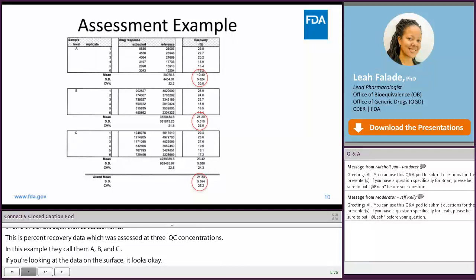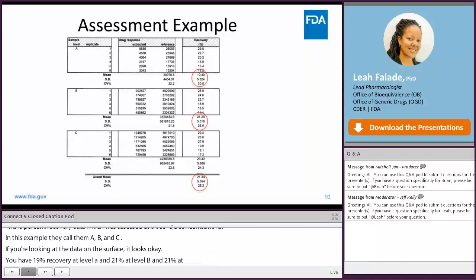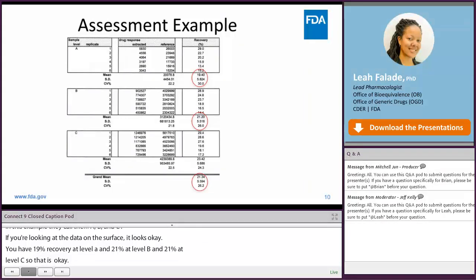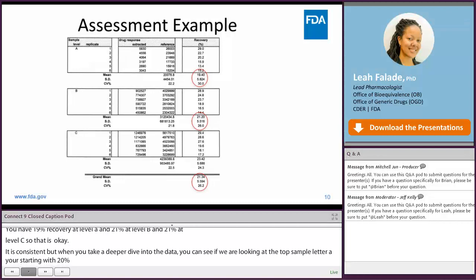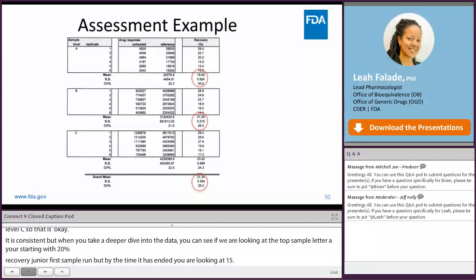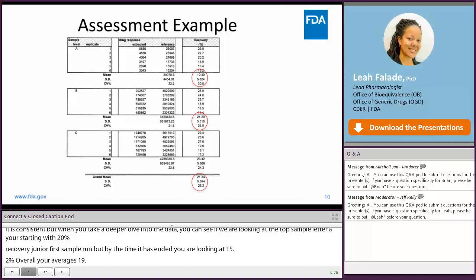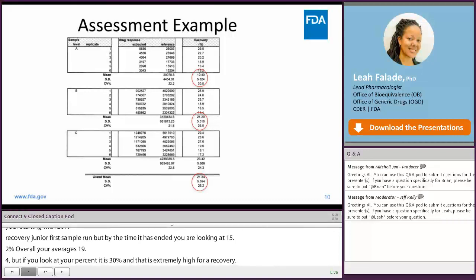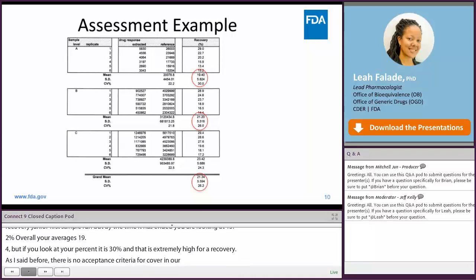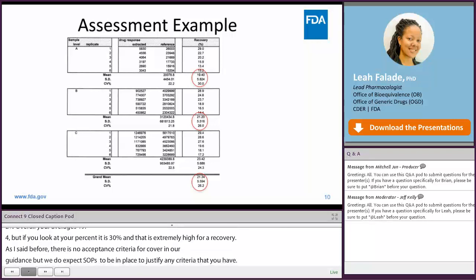It's consistent. But when you take a deeper dive down into the data, if we're looking at the top block for sample A, you're starting with 29% recovery during your first sample run, but by the time your run is ended, you're looking at 15.2%. So overall, your average is 19.4, but if you look at your percent CV, it's 30%, and that's extremely high for a recovery. So as I said before, there is no acceptance criteria for recovery in our guidance, but we do expect you as the sponsors to have SOPs in place to justify any acceptance criteria you have. This should have triggered an investigation on the CRO's part before actually analyzing the samples.